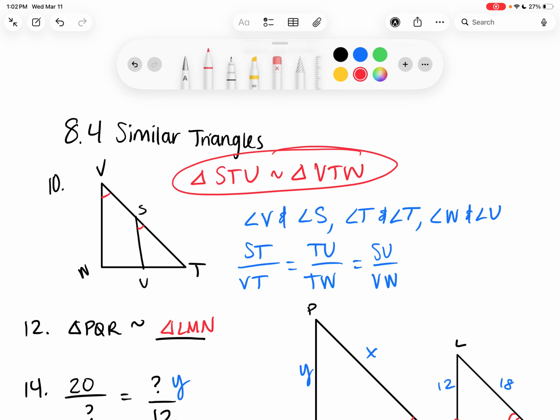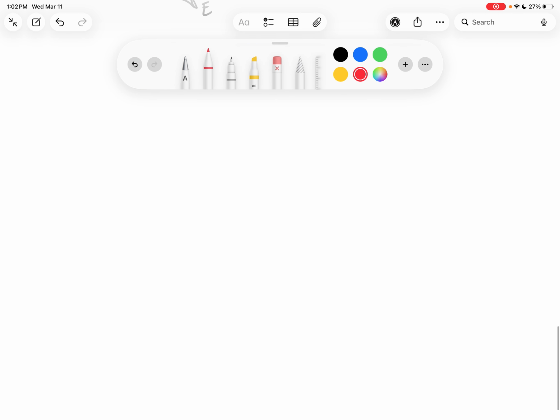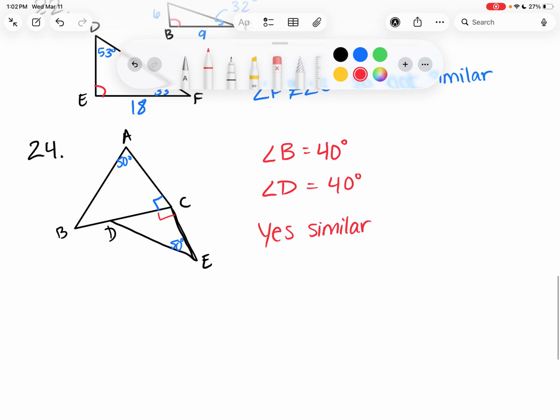Yes, the triangles. I'm looking for a similarity statement. So how would I write it? Triangle ABC is congruent to EDC. Yeah. Yep. And not congruent, similar, which I assume is what you meant. Yeah.